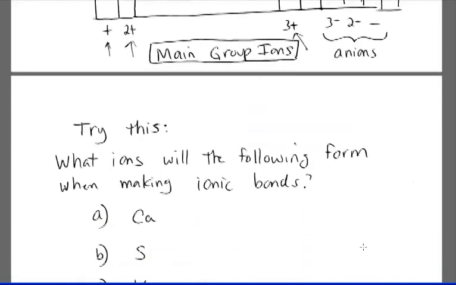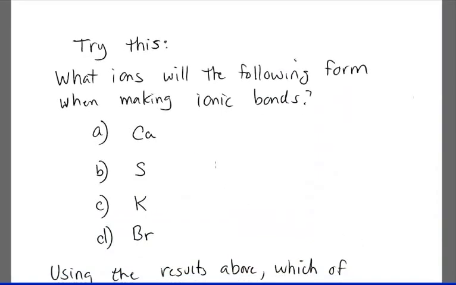All right, let's do some practice. Which ions will the following form when making ionic bonds? Pause the video when you need to answer these questions. We answer it by looking at the noble gas, or the electron configuration. Calcium's configuration is argon 4s2. It's a metal, so it's going to want to lose those 2 valence electrons, which means its configuration will then be argon, and when it loses 2 electrons, it becomes Ca2+, because it still has the same number of protons in the nucleus.